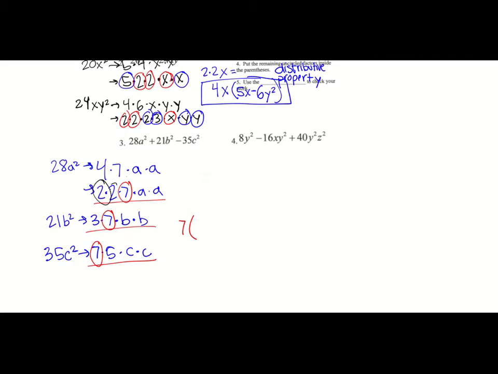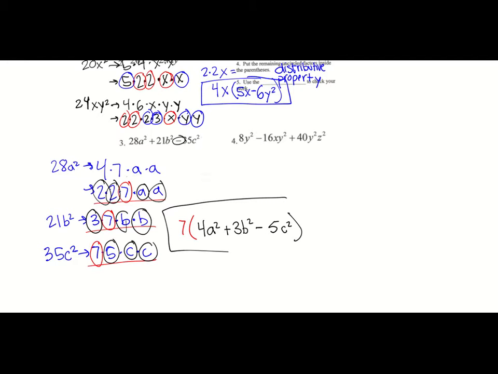So up here I have 2 times 2 times a times a. So 2 times 2 is 4 and a times a is a squared. Then I have a plus. 3 times b is 3b squared. Now I have a minus sign and then 5 times c. So 5c squared. And that is my final answer for number 3.